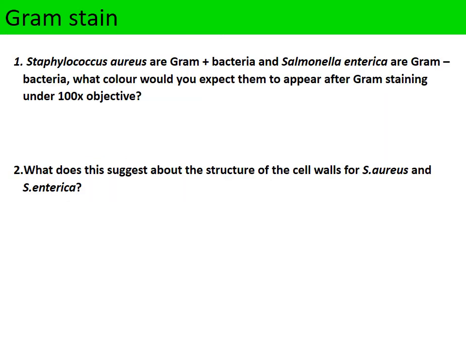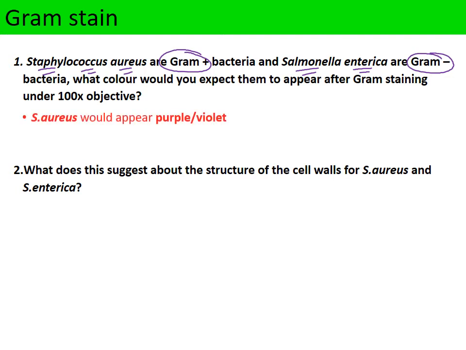So some common exam style questions then. We can just have a quick look at these. Staphylococcus aureus is a gram-positive bacteria, so we can take a highlighter pen and highlight these key terms. And then it says Salmonella enterica are gram-negative bacteria. And then it says, what color would you expect these bacteria to appear after gram staining under the 100 times objective lens? So this is fairly straightforward.